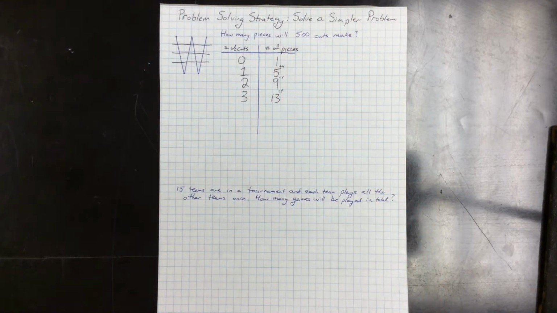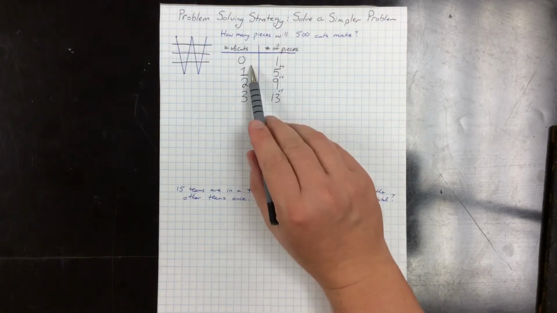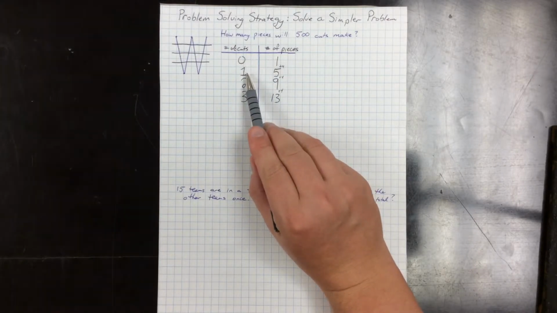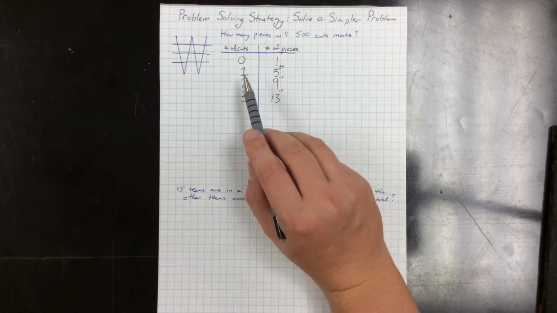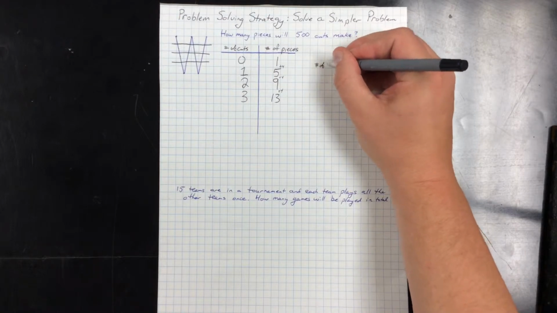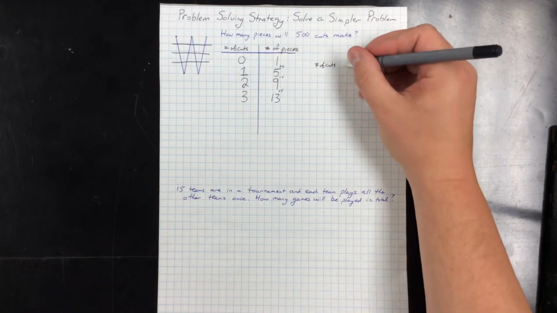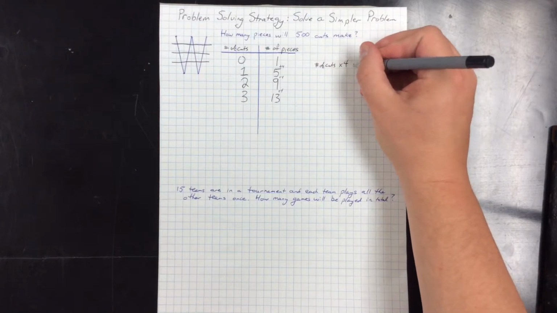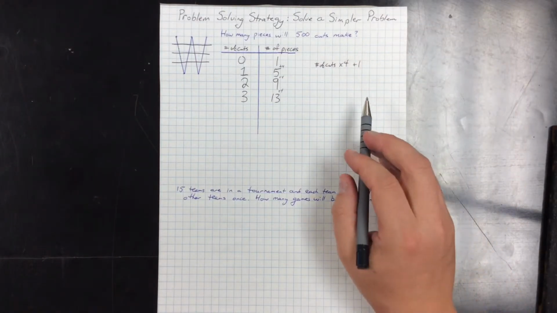Or I could look for a general rule that's going to help me with this. I always think of how do I get from 0 to 1? Well, I could add 1, but will that work down here? 1 to 5? No, it doesn't work. So there's got to be another way to get there. If I look at the number of cuts, and I multiply the number of cuts by 4, and then add 1, let's see if that works.